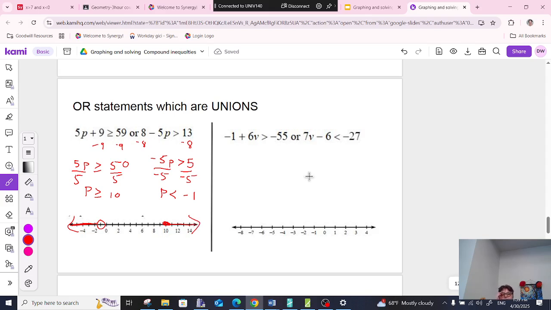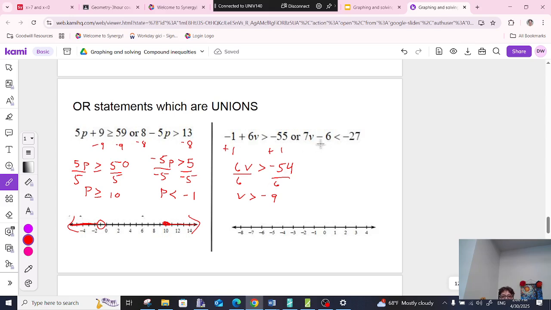Over here, I just do the same thing. I'm going to add 1 to both sides. I get 6v is greater than -54. I divide by 6. v is greater than -9, right?